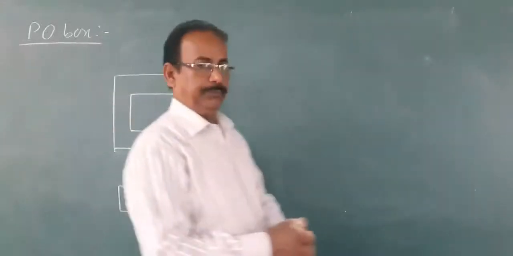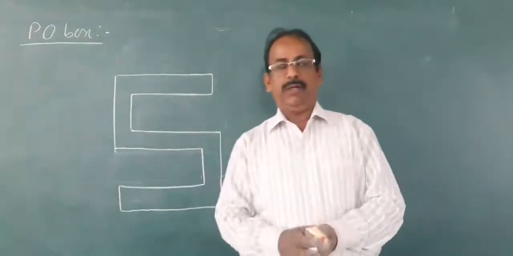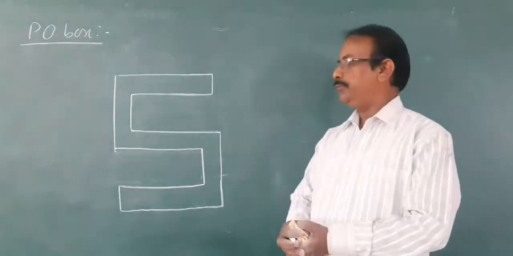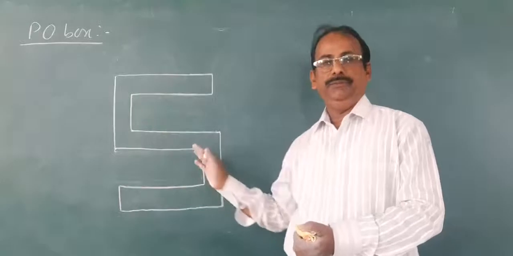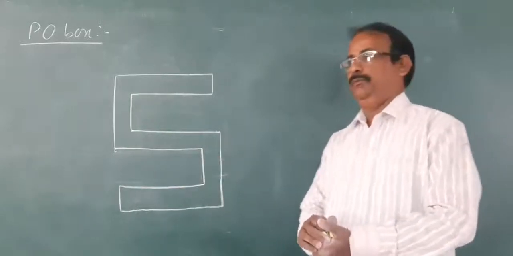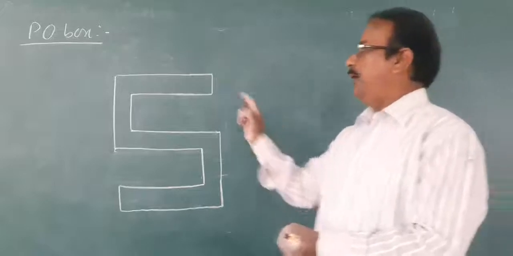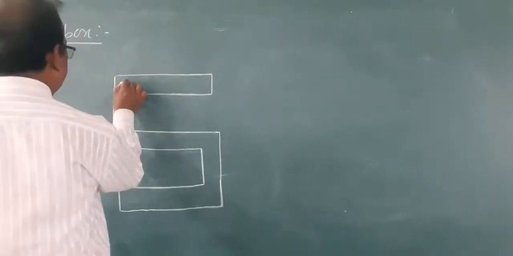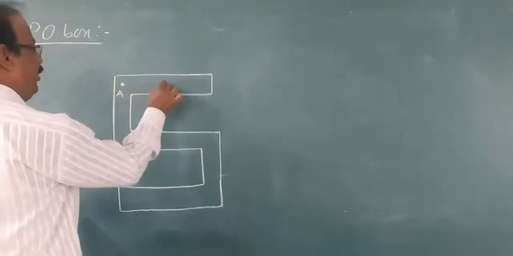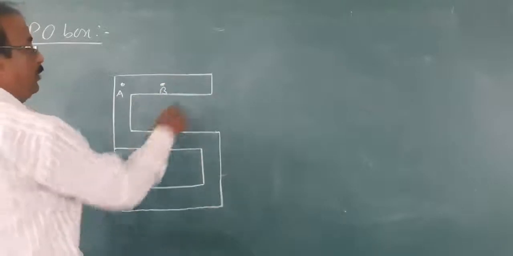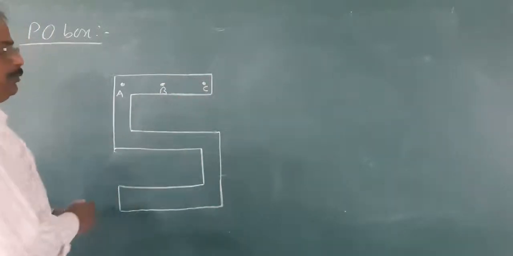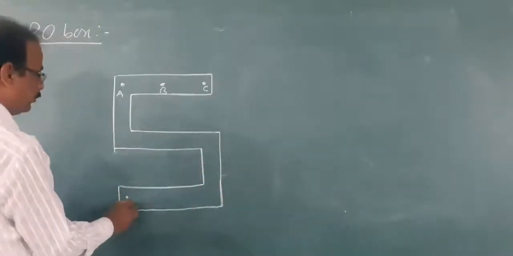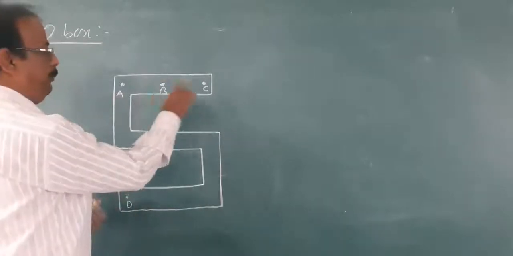The shape is like this. Though the name is post office box, it is not like a box. There are 3 arms. One is A to B. Second is B to C. And third is A to D. A to B, B to C, A to D.